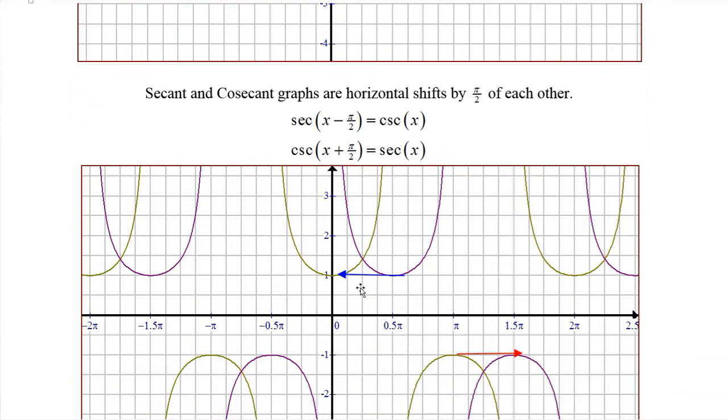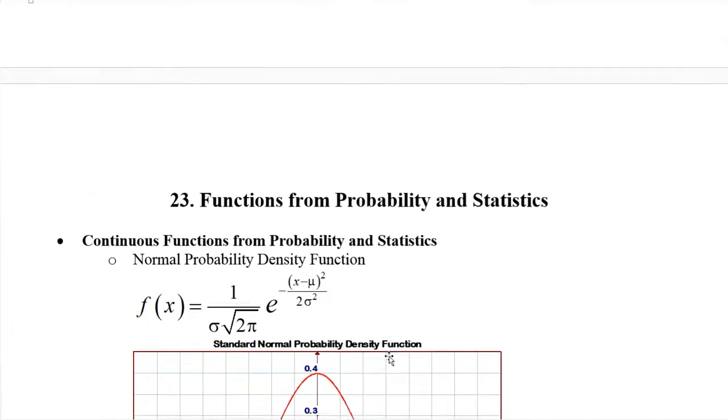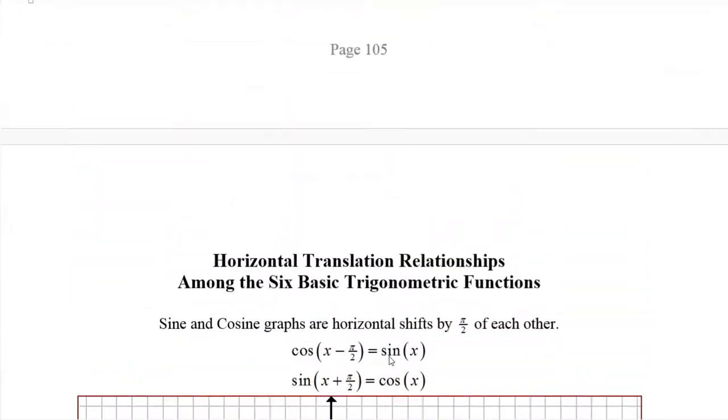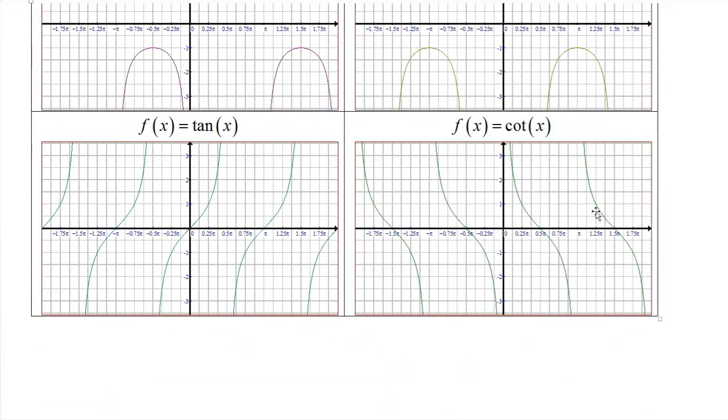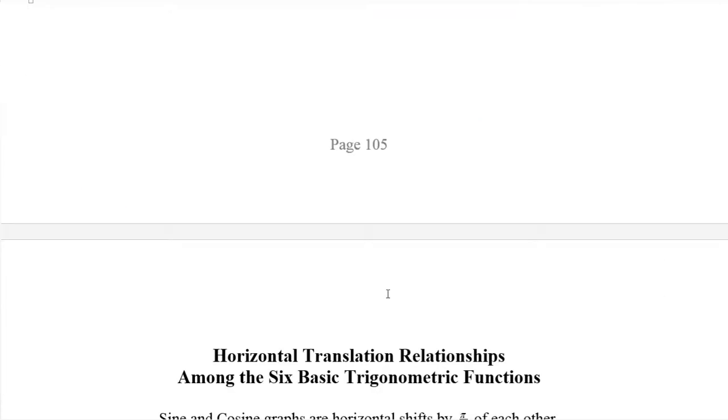Now, because that's the case, you also get the same amount of horizontal shift on the other graphs. This one is cosecant, and if you shift it to the left by pi over 2, you get secant. That gives you the second equation. And here you can see the shift going to the right the other direction. Now tangent and cotangent are not shifts of each other. Look at this. One's increasing, the other's decreasing. So even though they have a reciprocal relationship, they're not shifts.